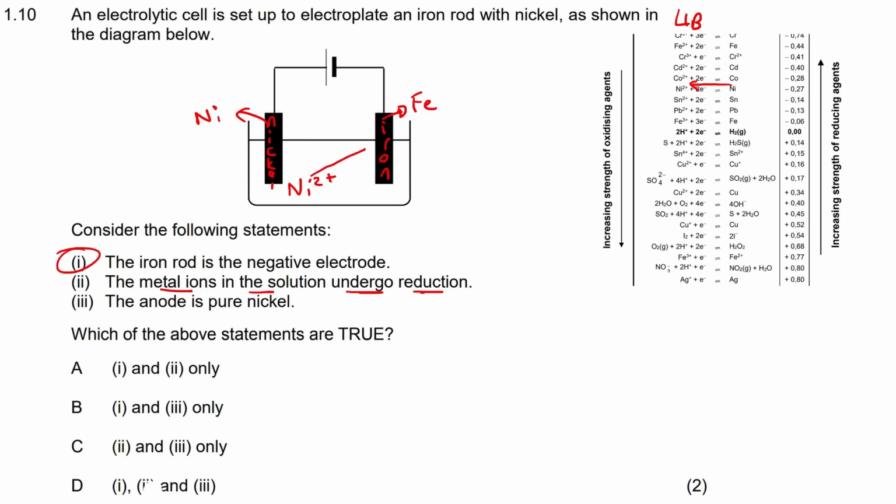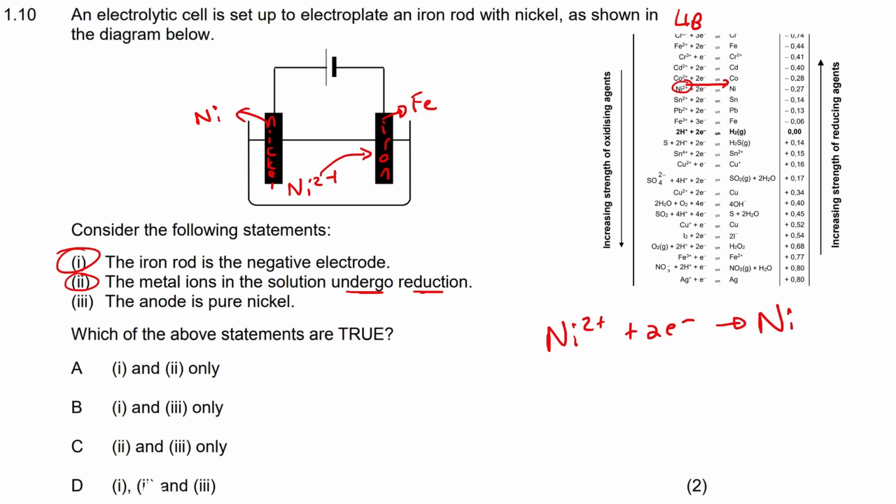Those nickel ions are then going to travel to the iron, and they are then going to react backwards and form nickel. So you're going to go forwards and backwards in this question. It says that the metal ions in the solution, so that's going to be the Ni2+, will undergo reduction. Yes, they will, because when these Ni2+ convert back into nickel again, that is reduction. So that is also true.